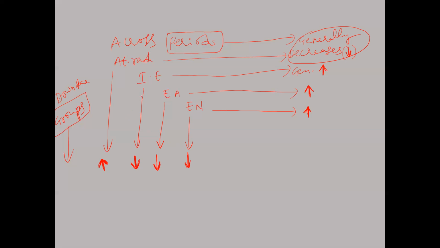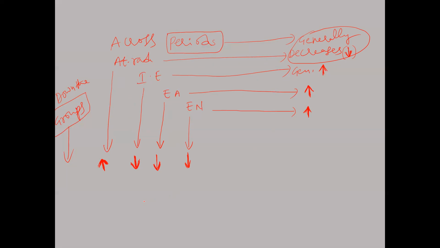So electronegativity, electron affinity, ionization energy, and atomic radius: these are all properties, increase or decrease here. Atomic radius increases from top to bottom, whereas the remaining three properties will be decreasing from top to bottom in the group. And across the period, atomic radius is generally decreasing, and ionization energy, electron affinity, and electronegativity are increasing.